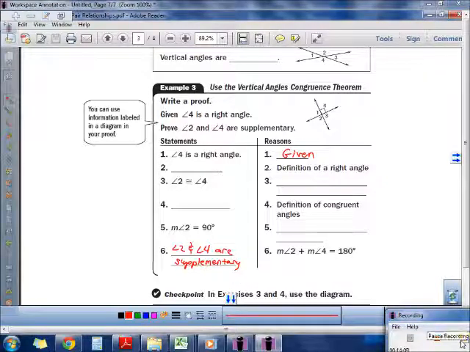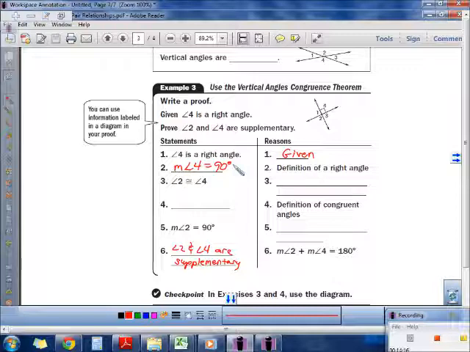All right, I'm going to start back at the beginning now. So from the beginning, we had angle 4 is a right angle. Well, if angle 4 is a right angle, how big is it? 90. Its measure is 90. That's easy. That's called the definition of a right angle. You should have that drawn somewhere, written somewhere.